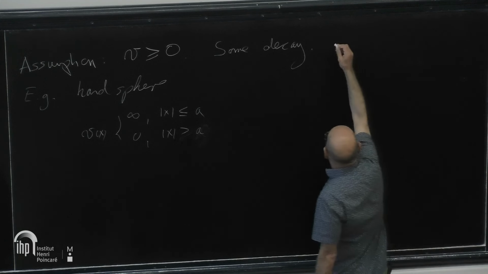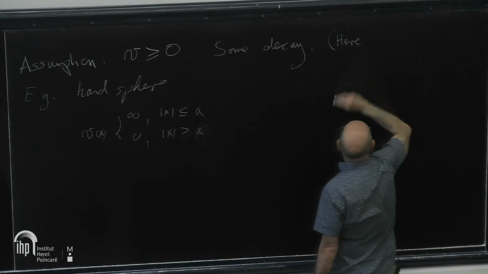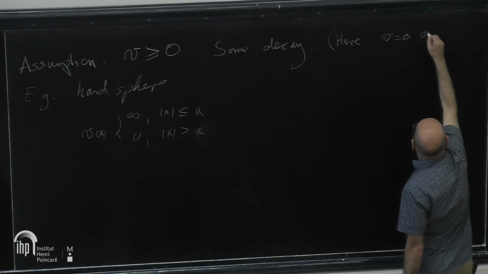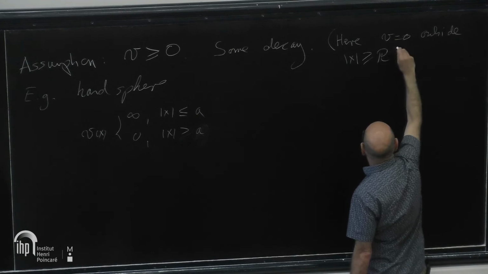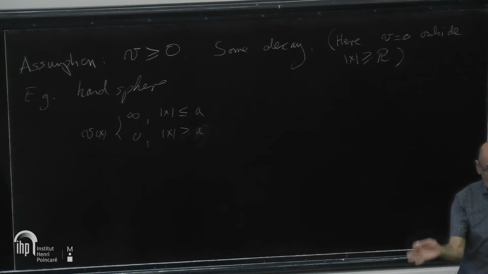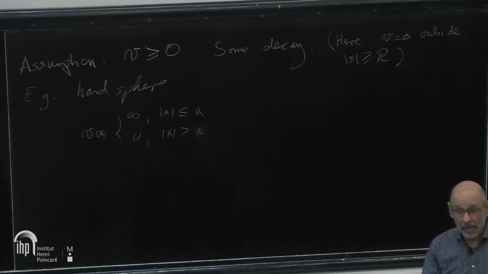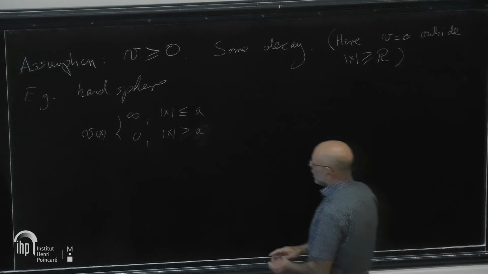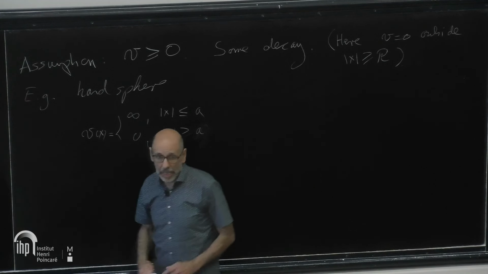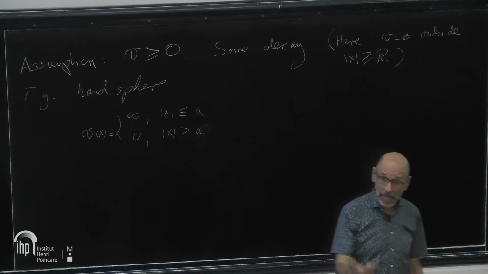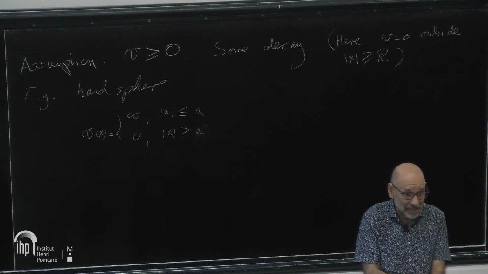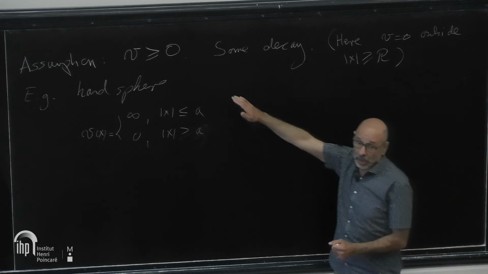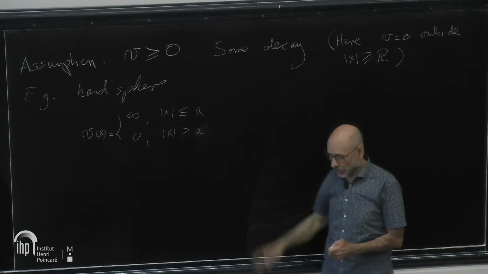I mean, here, maybe I will think about V being zero outside |x| greater than some R. So there's the range of the potential, and there is the scattering length. For the hard sphere, they're the same, but in general, of course, they're not the same. And for cold atoms, I guess you would assume the range to be much, much smaller than the scattering length, but that is not possible when V is greater than or equal to zero. So I'll get to that in a moment.